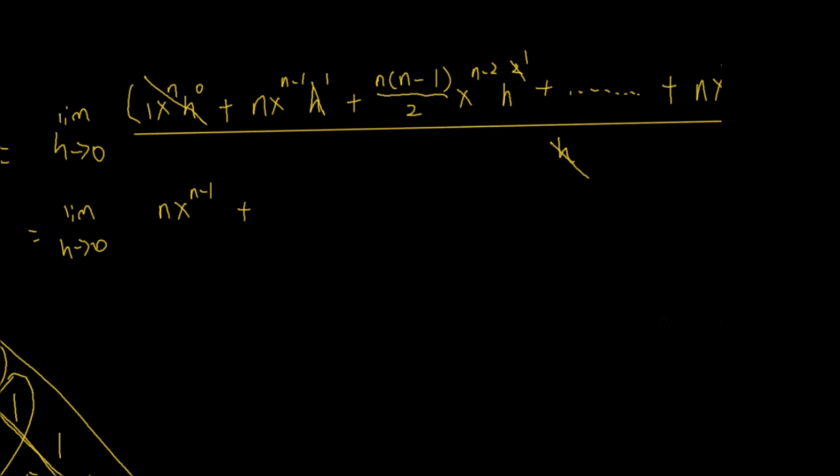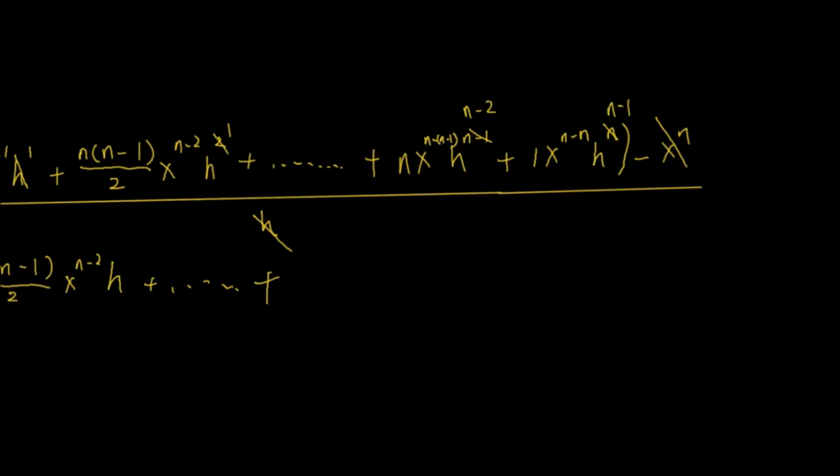Plus, over here, there's still one h. So I will just add n times n minus 1 divided by 2 times x to the power of n minus 2 times h squared, plus, let's look at this term here. This is h to the power of n minus 2, so we write n times x to the power of n minus 1 times h to the power of n minus 2, plus, now this term here is h to the power of n minus 1.